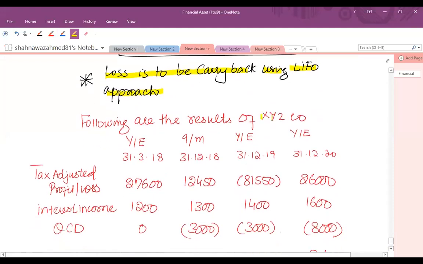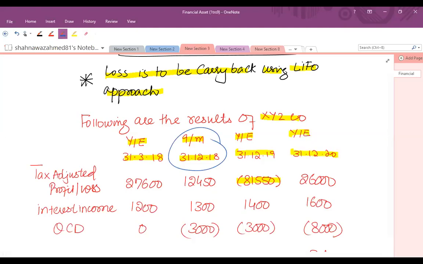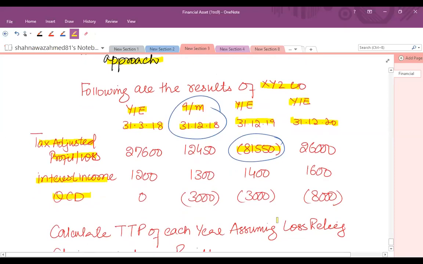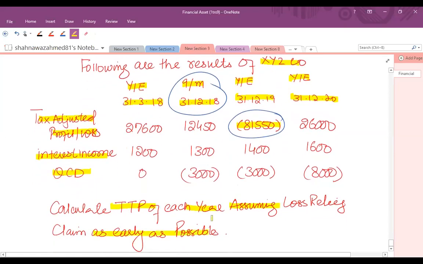Following are the details of XYZ and Co. So we have the year end, then a 9-month period, and this is the year of loss. Before the year of loss, we have only 9 months of profit available. So this is a short accounting period before the year of loss, and subsequently we have the normal accounting period. We have to get relief for this from the current year and the carryback method. So we have tax adjusted trading profit, interest income, and QCD. The question requirement is to calculate TTP each year assuming loss relief claim as early as possible.